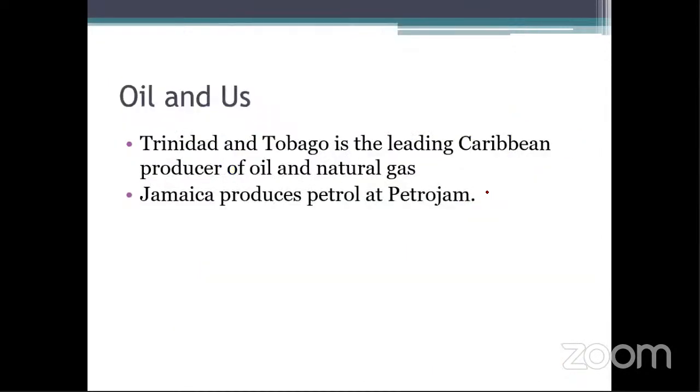All right, so let us look at oil in the Caribbean. Trinidad and Tobago is the leading producer of oil and natural gas in the Caribbean, because about 40% of its gross domestic product, the GDP, and a large percentage of its exports come from natural gas. Jamaica doesn't really produce, but we distill our own. We have our own fractional distillation industry, and we have that at Petrojam.